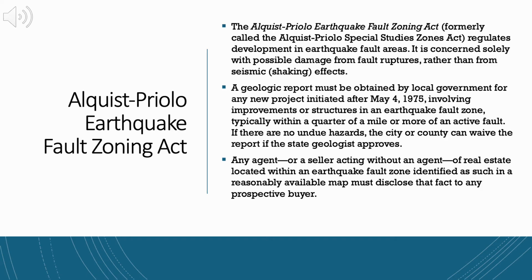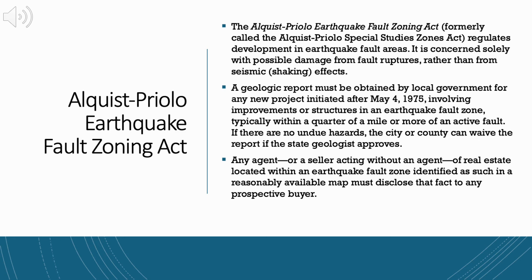Alquist-Priolo Earthquake Fault Zoning Act. The Alquist-Priolo Earthquake Fault Zoning Act, formerly called the Alquist-Priolo Special Studies Zones Act, regulates development in earthquake fault areas. It is concerned solely with possible damage from fault ruptures rather than from seismic shaking effects. A geologic report must be obtained by local government for any new project initiated after May 4, 1975, involving improvements or structures in an earthquake fault zone, typically within a quarter of a mile or more of an active fault.